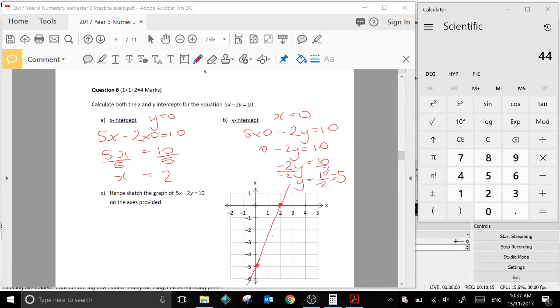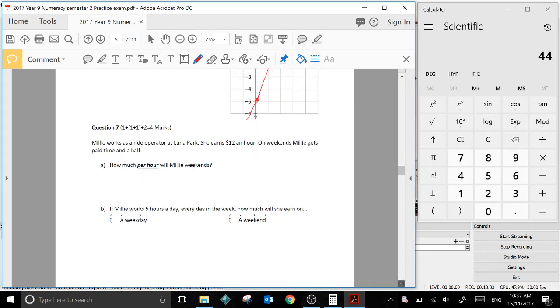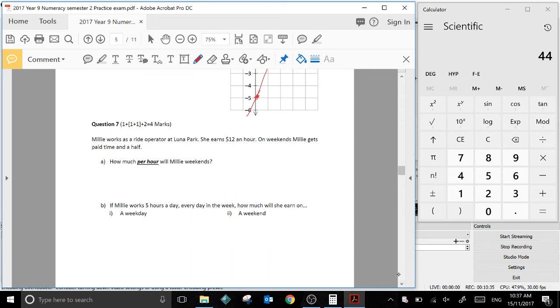Okay, question 7. Millie works as a ride operator at Luna Park. She earns $12 an hour, and on weekends she gets paid time and a half. So what time and a half literally means is that she gets her normal amount of money plus half of that amount of money. So she actually gets more. How much more? Well, we have to work out what half of 12 is.